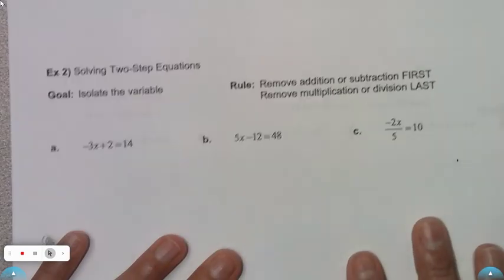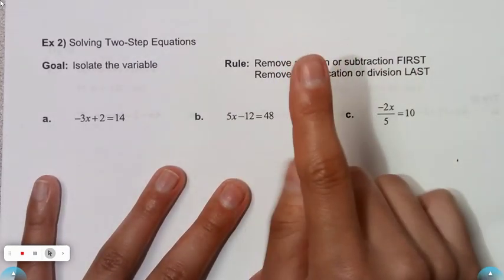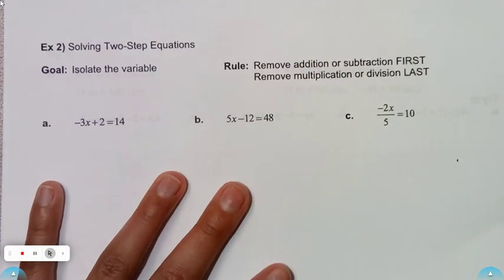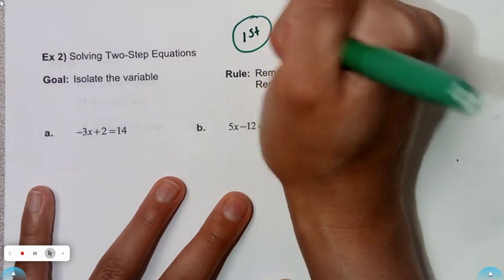All right, let's look at the 3 problems at the bottom. Now we're solving 2-step equations. Same process. However, we want to first remove the addition or subtraction and then do the multiplication or division. So first is plus or minus.